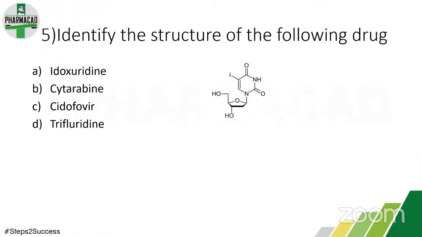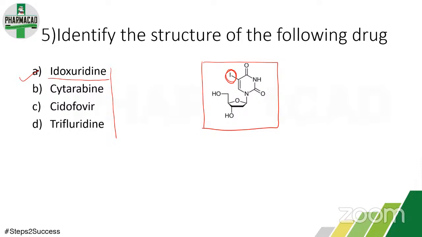Next question, identify the structure of the following drug. This is the structure. Okay, if you don't know the structure of all these four drugs, on the basis of the substituents, you can identify the drug. How? You can see there is one iodine. The first option is Idoxuridine. Simply you can get the answer on the basis of this. So the structure is nothing but Idoxuridine. So the correct answer is option A, Idoxuridine.